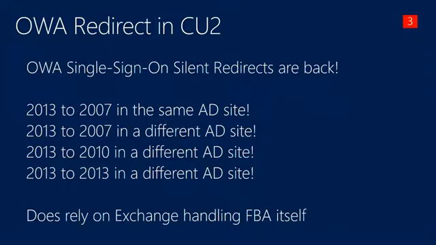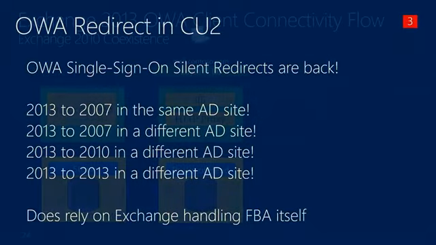So if the user goes in and they authenticate against 2013, they'll just go right into their 2007 mailbox without being challenged, without having to click a different URL or really doing anything else. And that is the same whether they're in the same site or a different AD site. We've got all those things covered now.